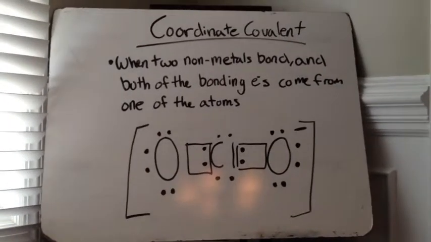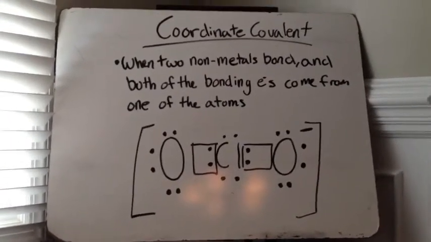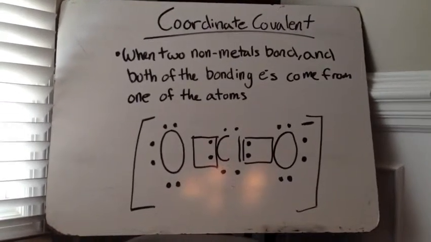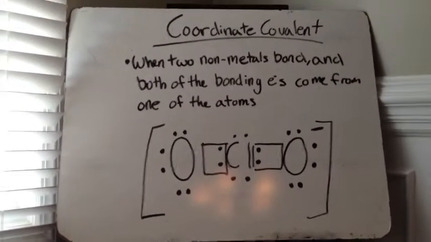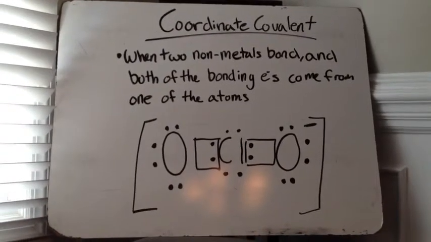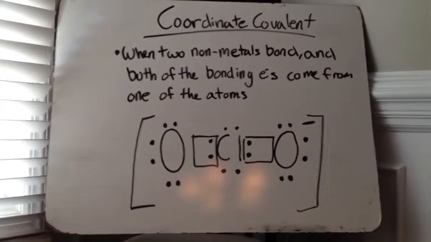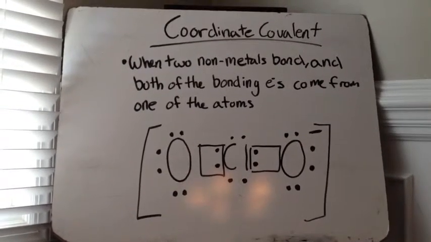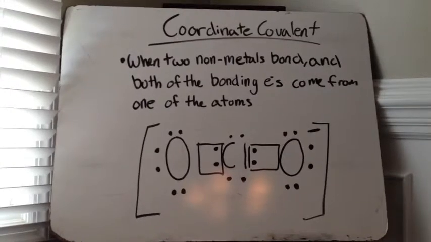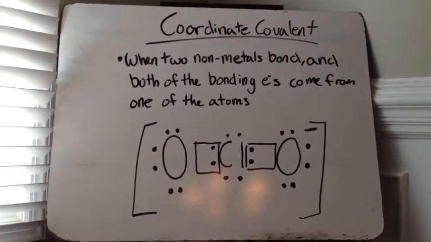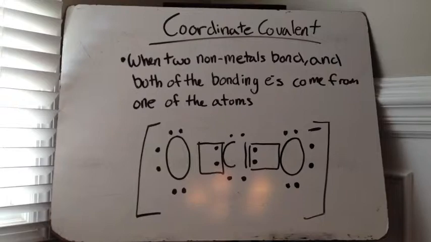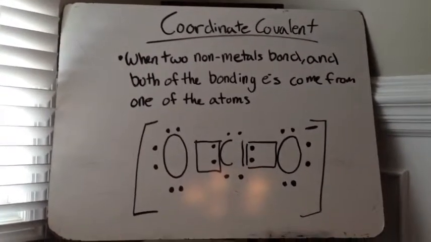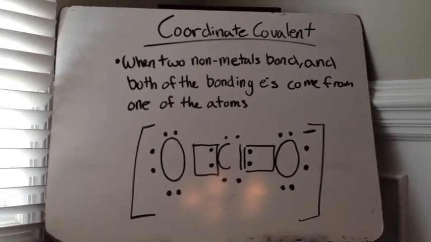I drew the hypochlorite ion, or ClO-, using the rules for drawing Lewis structures. I looked for symmetry by using Cl as the central atom, although this is an exception because it's the most electronegative atom. I placed 6 valence electrons around each oxygen atom and 7 valence electrons around the chlorine atom. Because this is a negative ion, I added an extra valence electron to the chlorine atom and then drew the coordinate covalent bonds. Coordinate covalent bonds occur when two nonmetals bond and both of the bonding electrons come from one of the atoms.